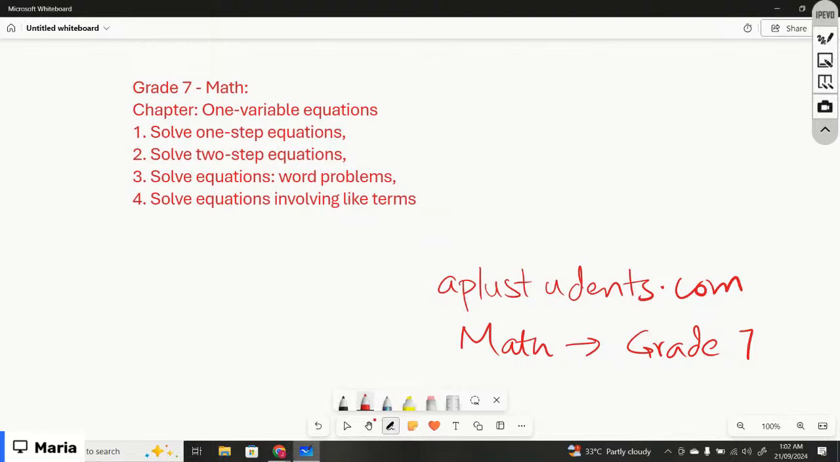The lessons we're going to cover today are solve one-step equations, solve two-step equations, solve equations word problems, and solve equations involving like terms. So please make sure you have your notebook and pencil so that you can note down the important examples and definitions as well.